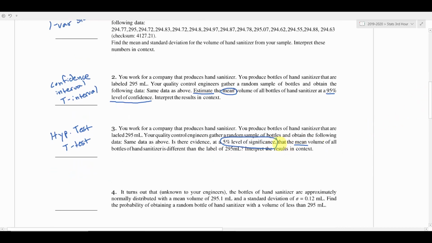Make sure that when you do run your hypothesis test, practice interpreting the results in context. Okay, that's important.